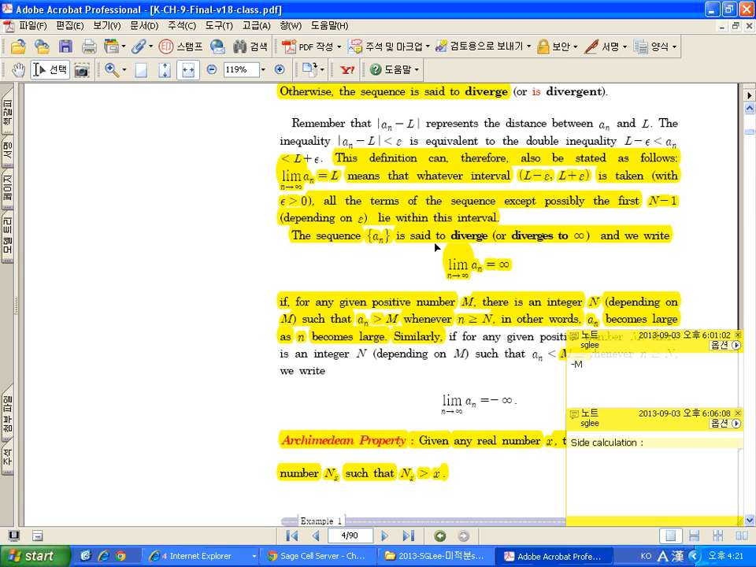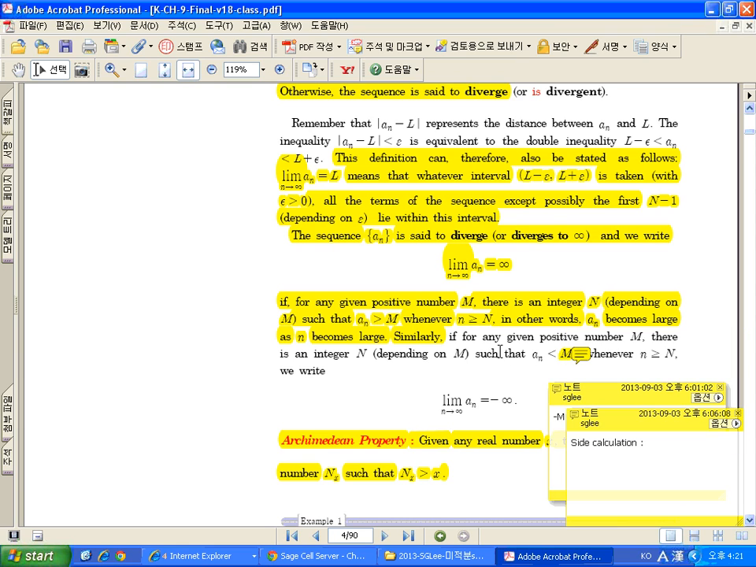The sequence a_n is said to diverge, and we write limit a_n is equal to infinity, if for any given positive integer M, there is an integer N depending on M such that a_n is bigger than M whenever n is bigger than or equal to N. This is the mathematical expression of this notation.